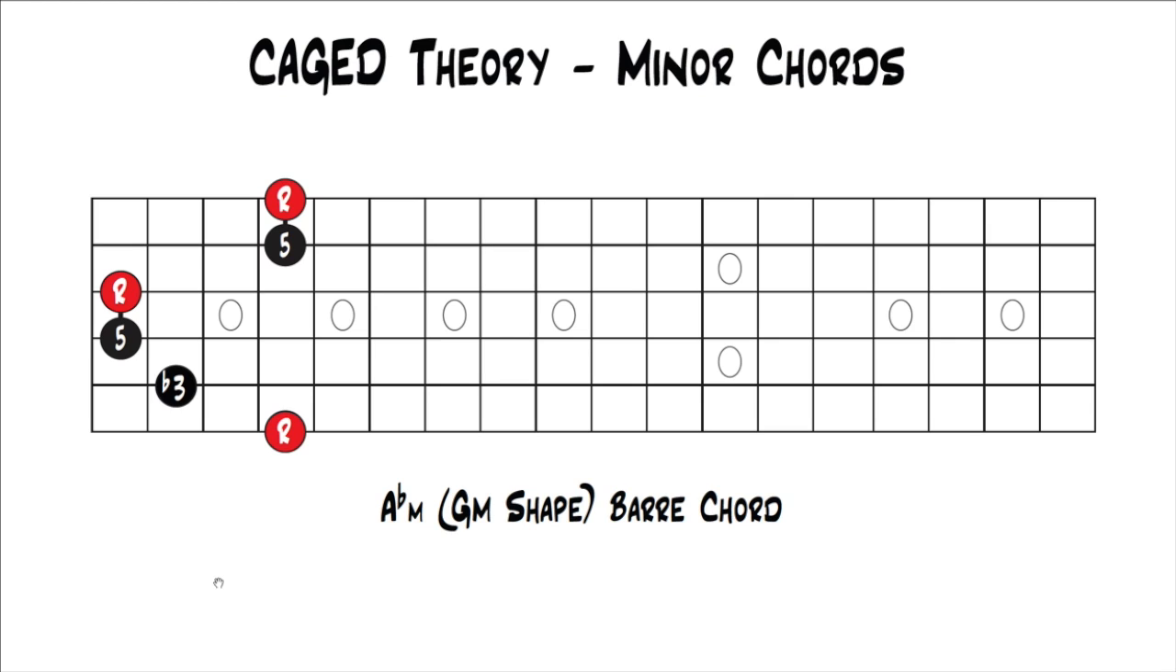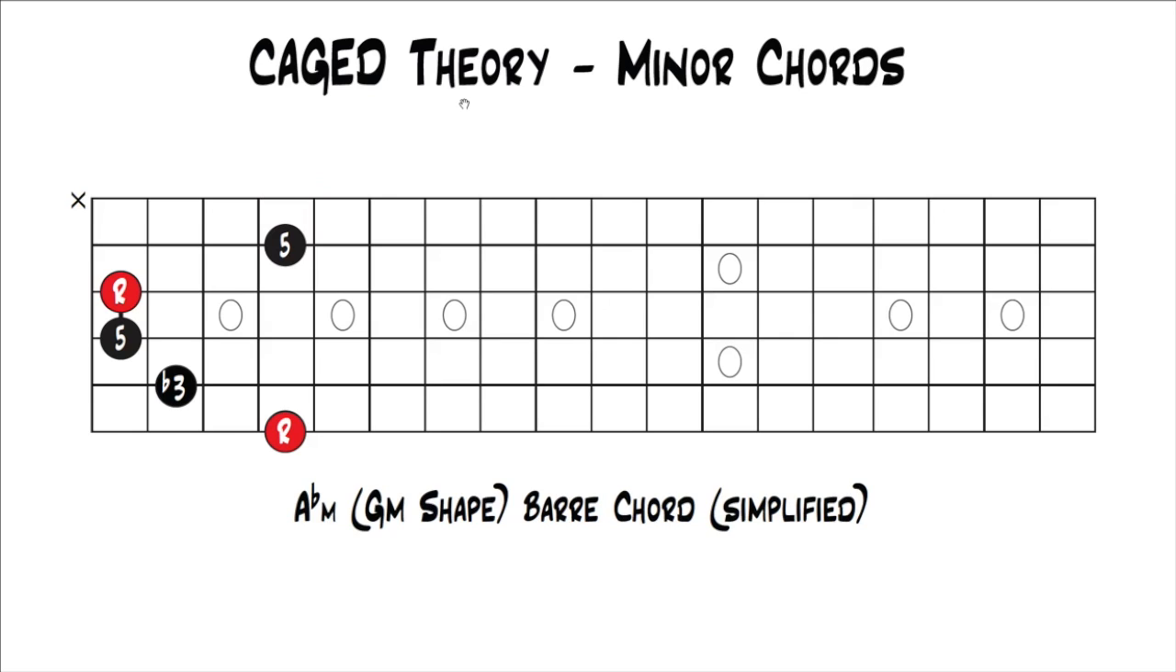This might even be tougher than the G major bar chord. So just like with the G major, we can simplify it and get a simpler shape that's a lot easier to play. The first way we can do that is by removing this highest note, and that gives us a simplified version. We're still on A flat minor using the G minor shape, but it's a simplified version.